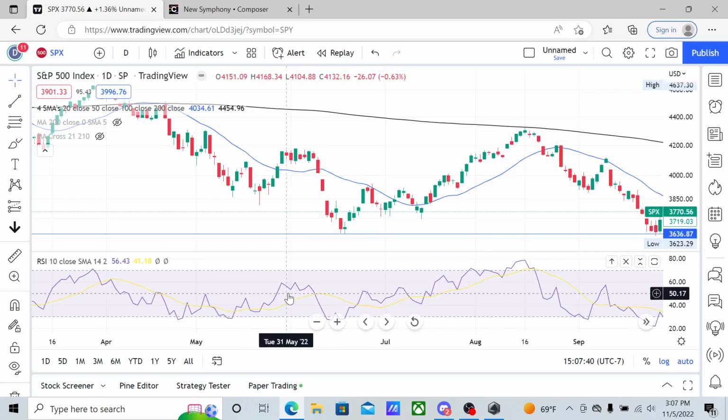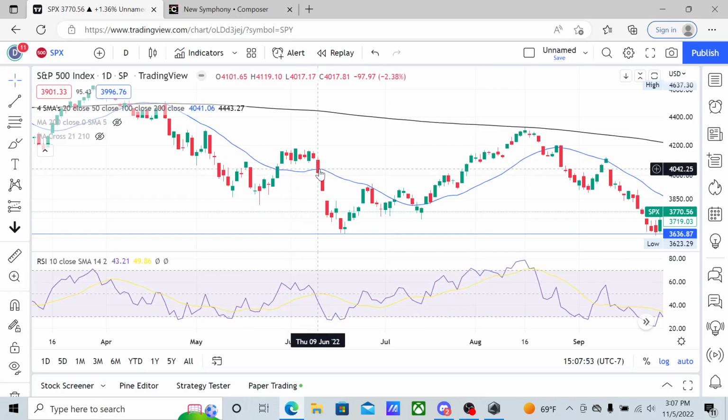RSI came up, dip, dip, up, dip back down, and then started to decline. That's a good sign, and if you look at the moving average line, it's kind of just going sideways. So that tells you that you might be in a pivot period where the market's deciding what to do.